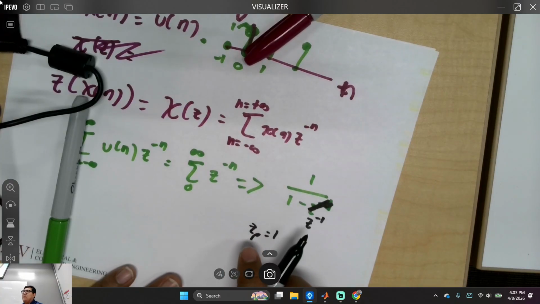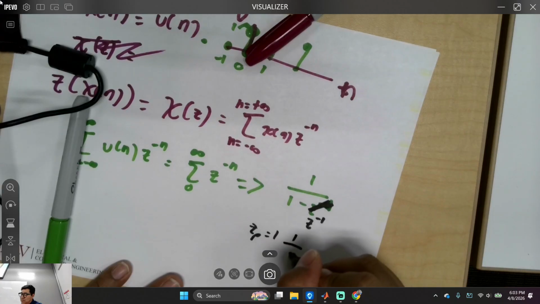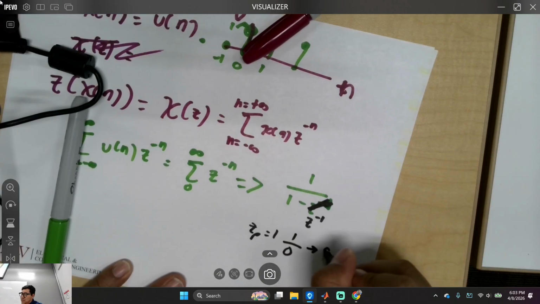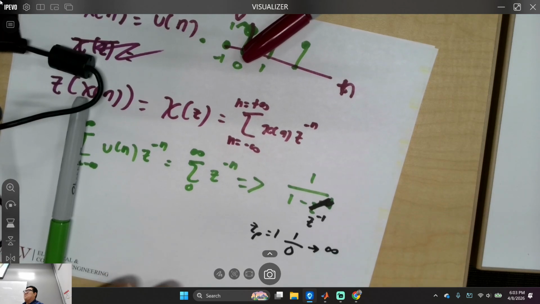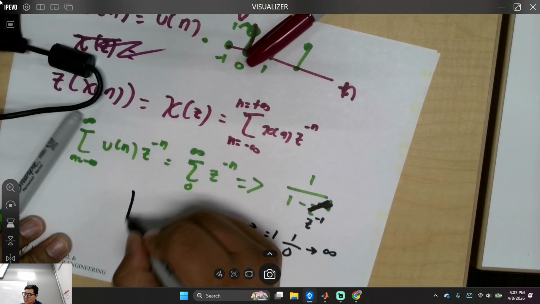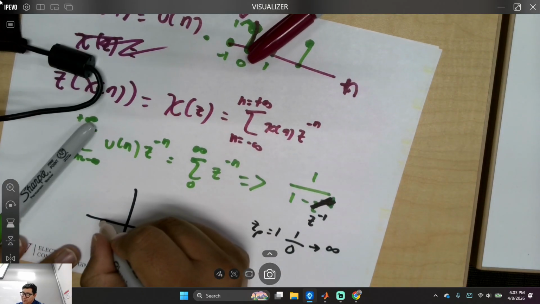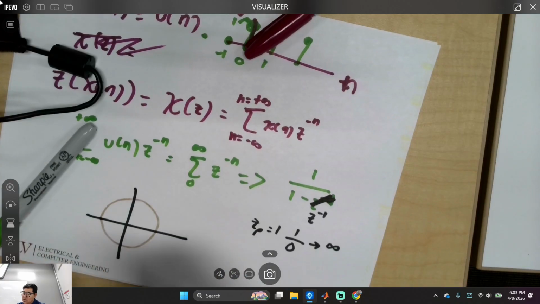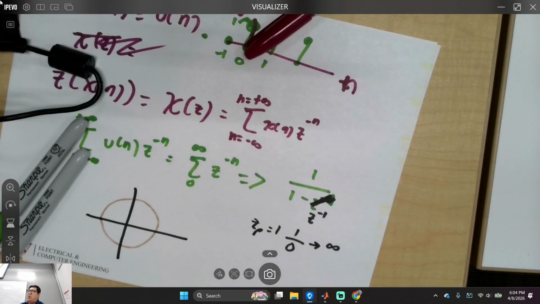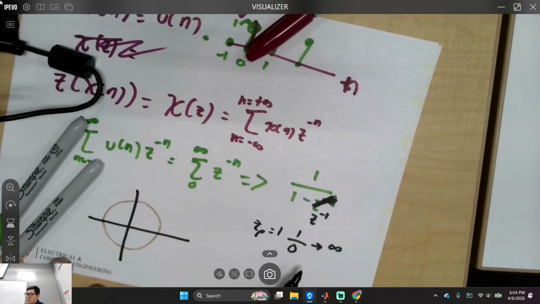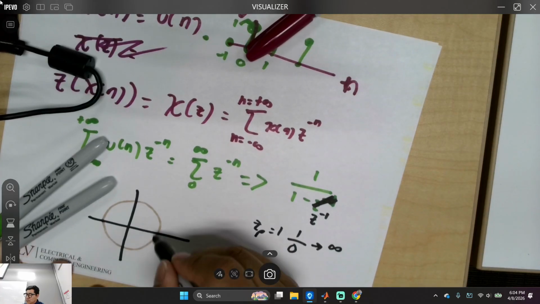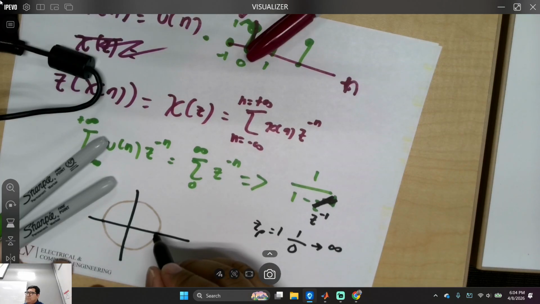1 divided by 0, right? Goes to infinity, right? Now here's the interview question. Draw the poles and zeros of the unit step. What's it going to look like? And let me just draw a unit circle. All right. Where do we draw the pole? At 0. Z equals 1, right?